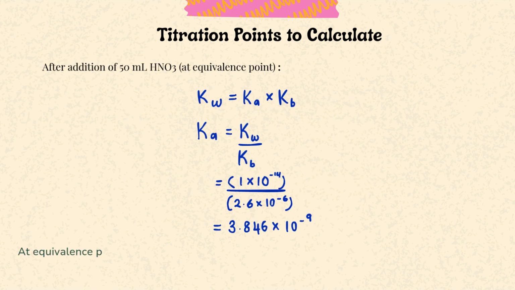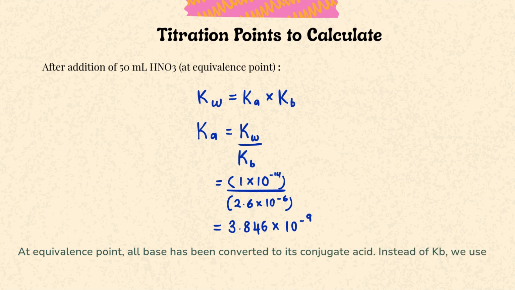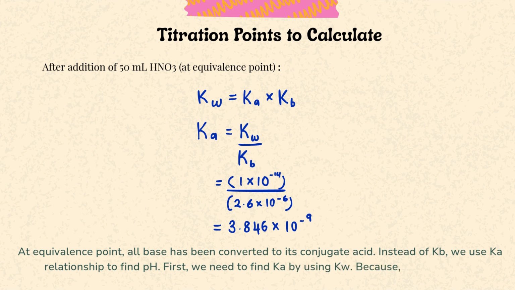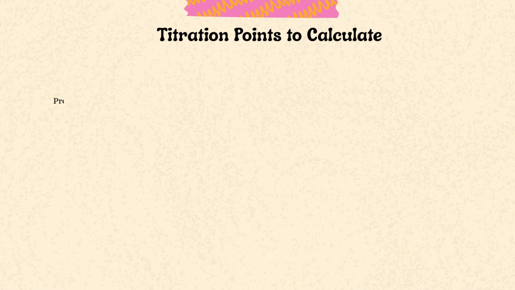At the equivalence point, all the base has been converted to its conjugate acid. Instead of Kb, we use the Ka relationship to find the pH. First, we need to find Ka by using Kw, the water constant, because the water constant is equal to Ka multiplied by Kb. We get Ka equal to 3.849 multiplied by 10 to the power of -9.